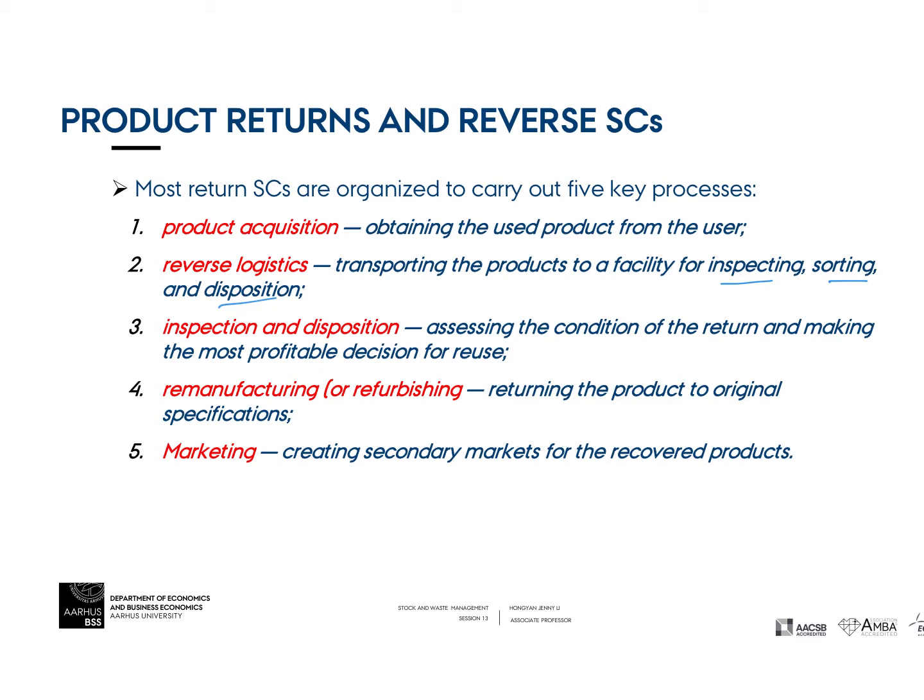And the third task, inspection and disposition, assessing the condition of the return and making the most profitable decisions. Here is a challenging task: how could you extract profit from the product returns? And then remanufacturing or refurbishing, returning the products to original inspections. And the marketing, creating secondary markets for the recovered products if necessary. But for most e-commerce, maybe just bring the product back to the forward supply chain.